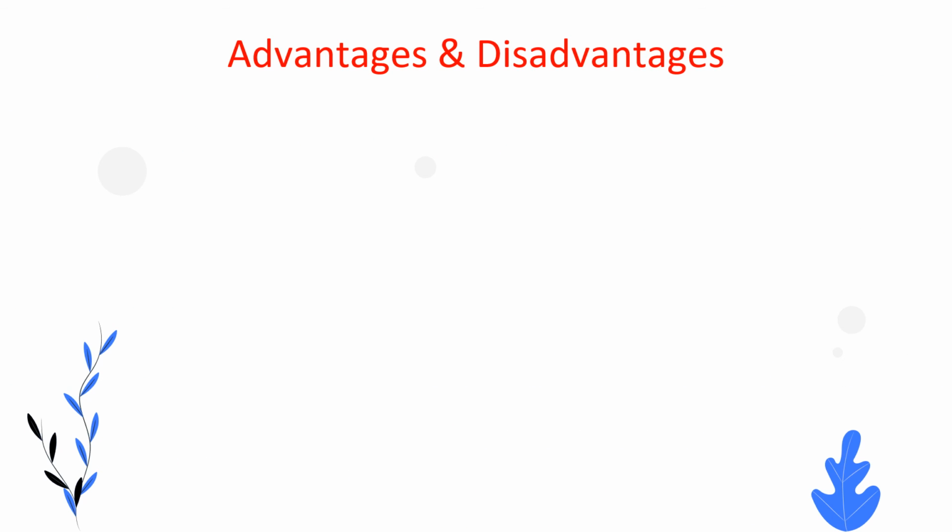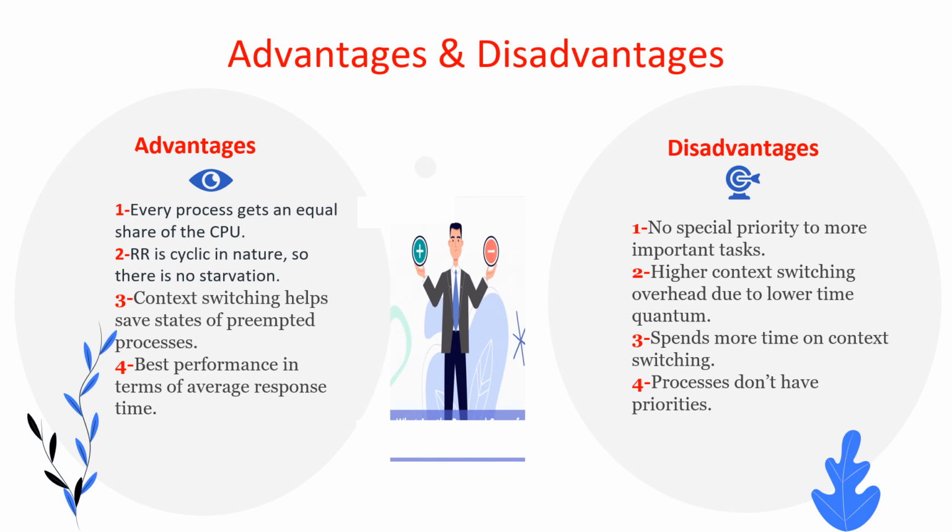Moving forward, we have the advantages and disadvantages of round robin scheduling. Firstly, let's discuss the advantages of round robin scheduling. In it, every process gets an equal share of CPU. Round robin scheduling is cyclic in nature. Context switching helps save the context or the state of the preempted processes. It gives the best performance in terms of average response time.